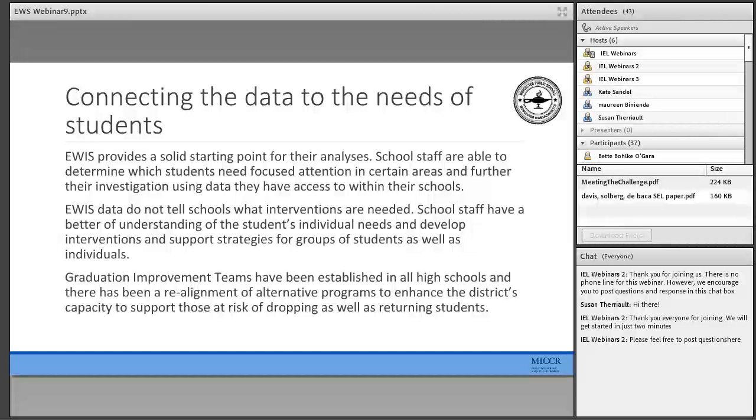So there can be individual needs interventions. We also have graduation improvement teams that come off of that. What targeted interventions do we need for students to be able to graduate? Like there are certain extra courses they need to take, or they need after-school support. That all comes from looking at the EWIS. Great.